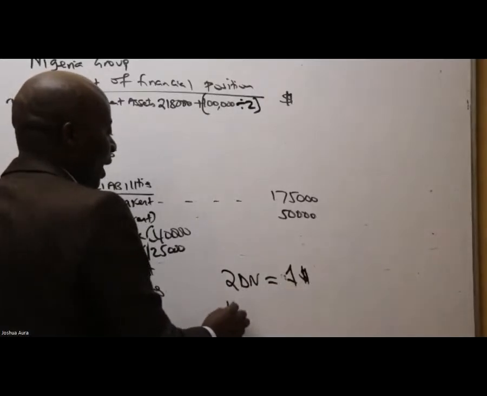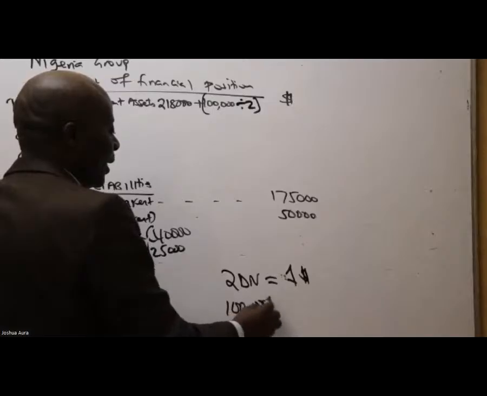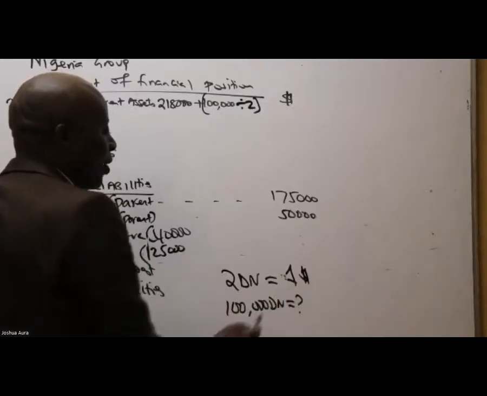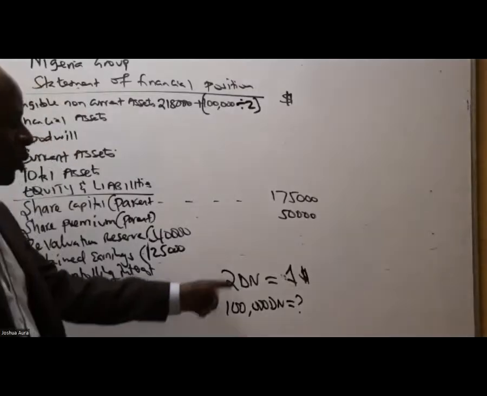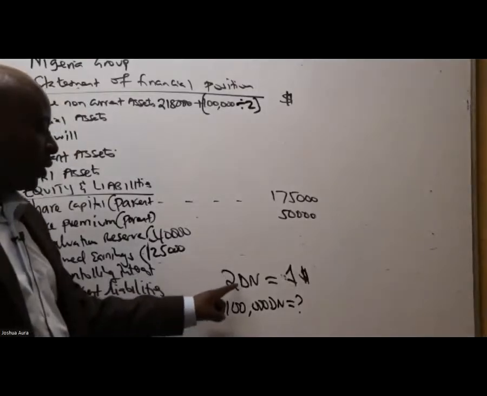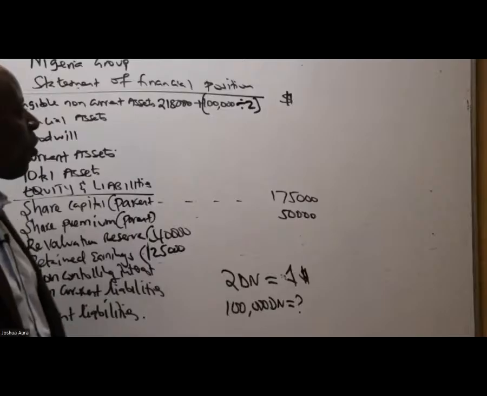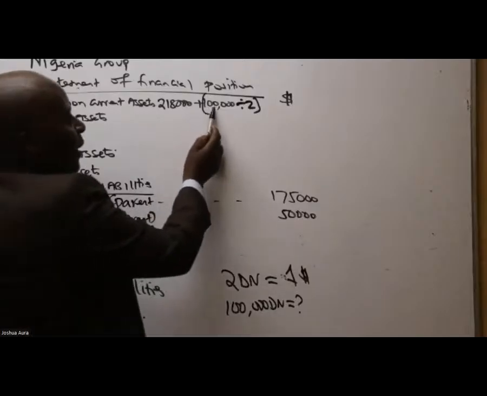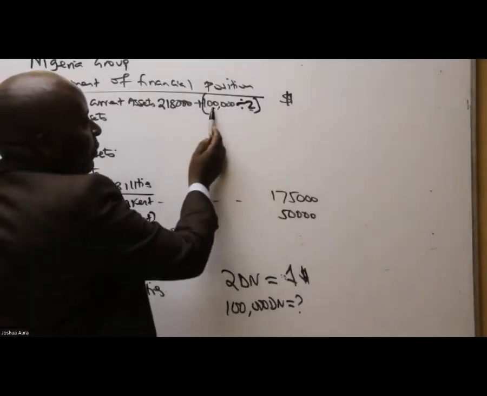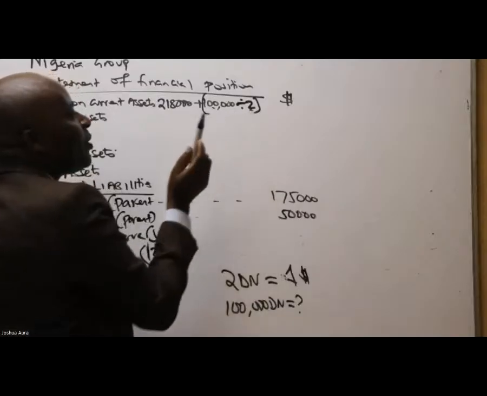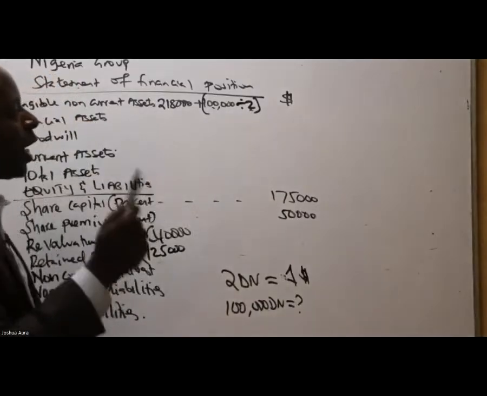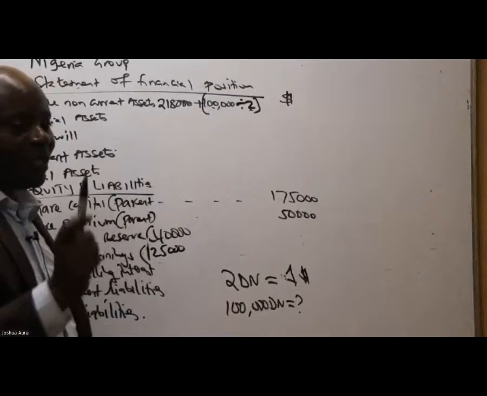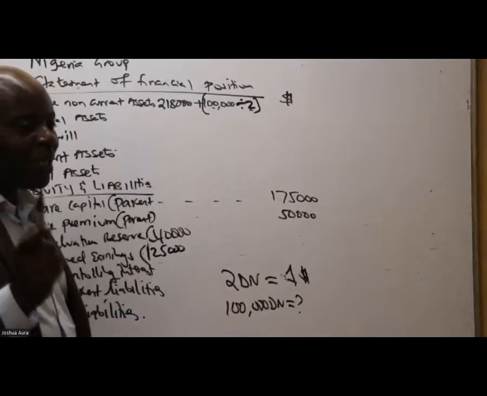How about 100,000 DNs? If you cross multiply, at the end of the day, you'll realize you're supposed to be dividing. After all, I know that these are DNs and these are DNs, and there is no way you can multiply DN by DN. You'll end up getting DN squared. No way. You can never.